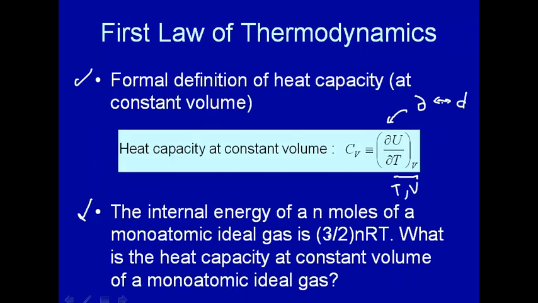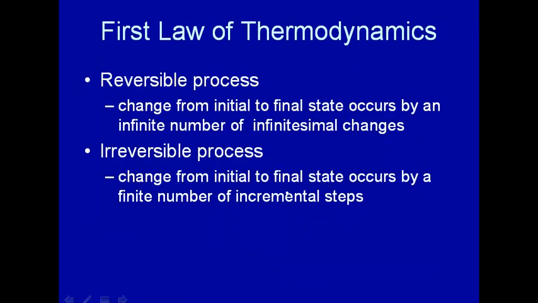All right, now let's talk about reversible and irreversible processes. You may recall in the first part of this lecture, we had an example of PV work where we reversibly took a state of a gas or a system of a gas from the state 2 liter to 1 liter at constant temperature. And that was a reversible step. So reversible, recall from that lecture, the change from initial to final state occurs by an infinite number of infinitesimal changes.